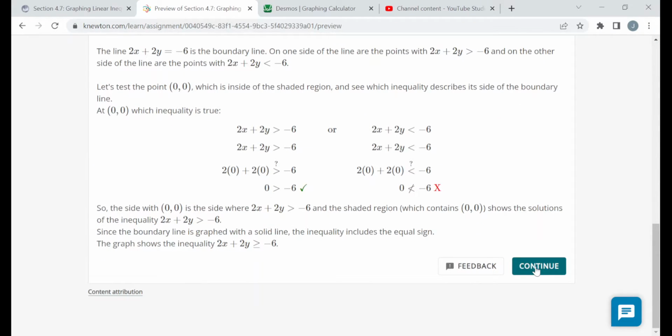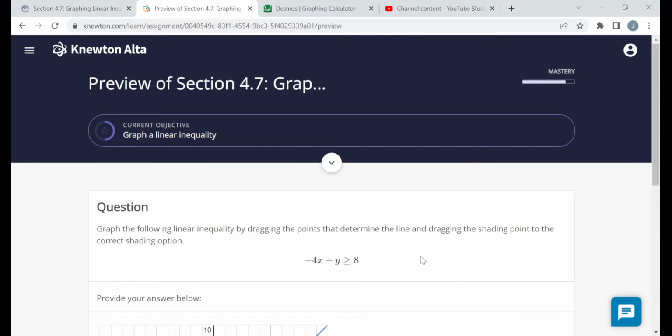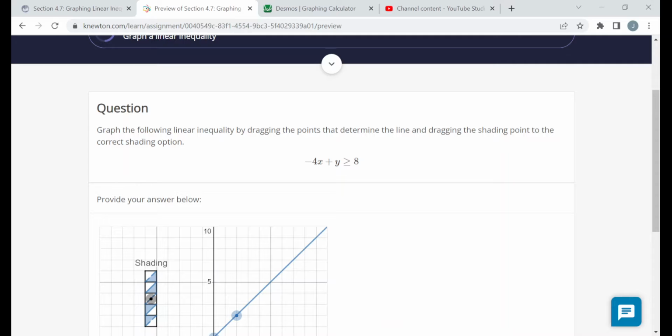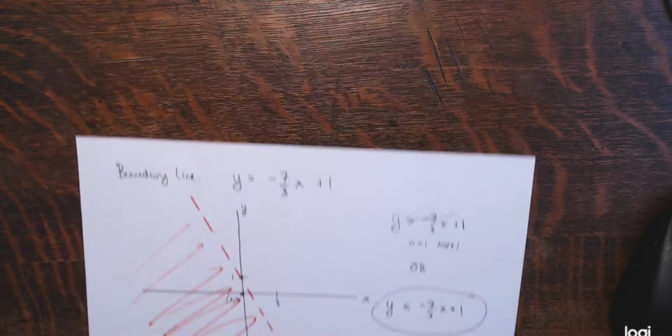All right, and then the final couple will be on graphing again. So again, I'll do this by hand first. You can go to Desmos if you want, but I'll show you by hand.